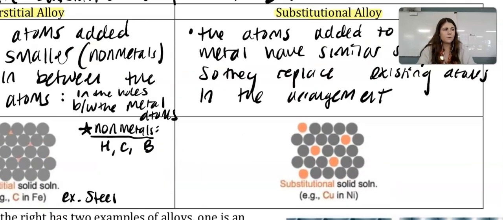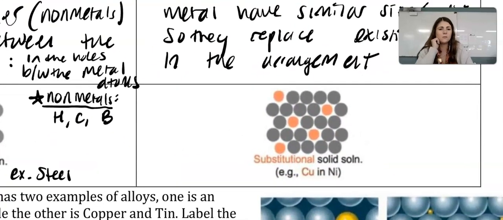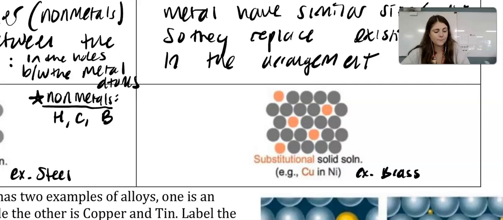And so here, I'm going to scroll and look at this picture. Here's substitutional. Nickel is going to be our more highly abundant metal in this case. And so here, what they ended up doing for this type of alloy is they remove some of the nickel atoms and replace them with a metal of the same size. Here, copper was able to replace the other nickels. This actual example in real life is called brass.